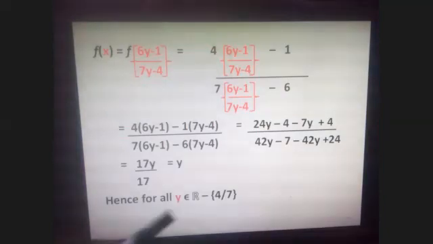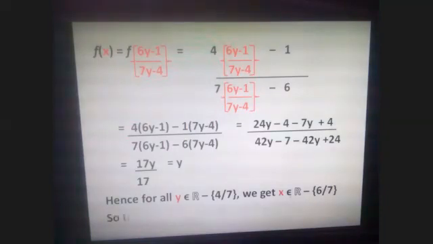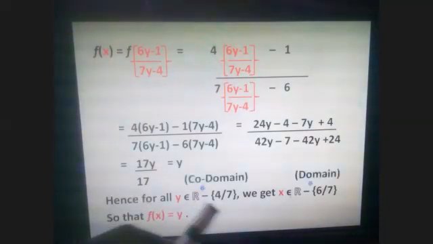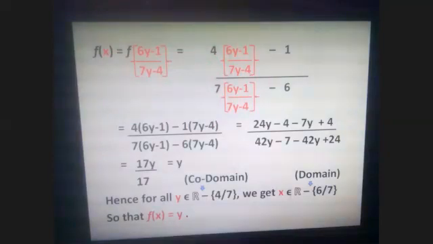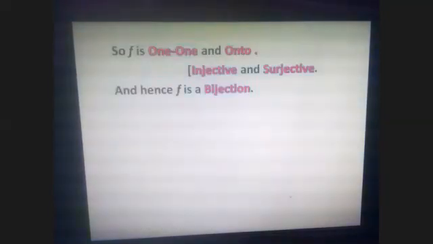For all y in the codomain, we get x in the domain so that f(x) equal to y. For all y in the codomain, this is codomain and this is the domain. And hence f is onto. Well, now f is 1 to 1 and onto, hence injective and surjective, and hence it is a bijection. So for f(x), you have to show it is a bijection.